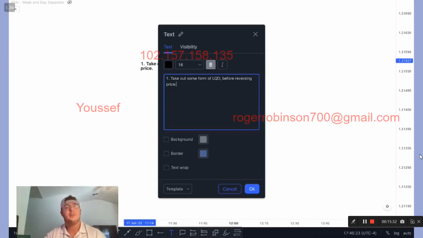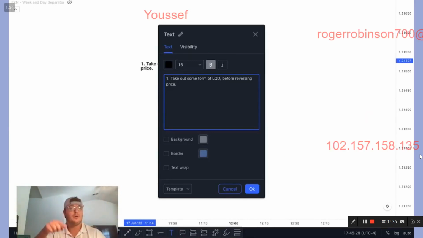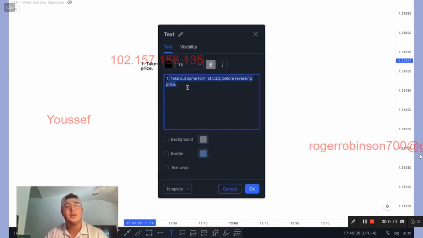Likewise, if we're in a bearish trend, institutions will take out some form of buyers before reversing lower. So that's the first thing, and one of the most important things is we need to take out some form of liquidity before making that new expansive move.